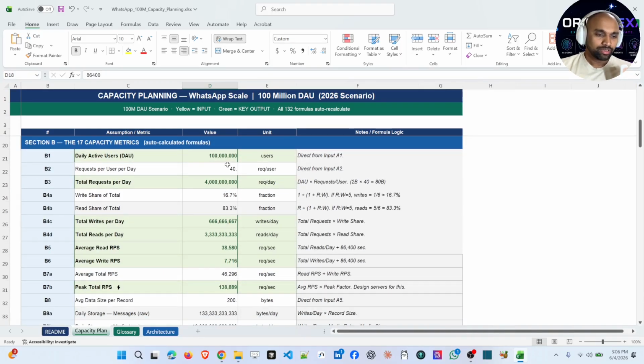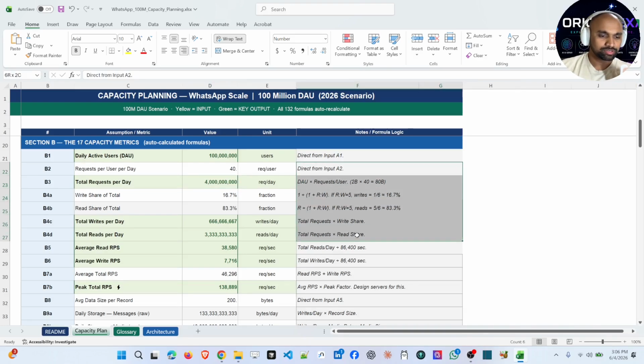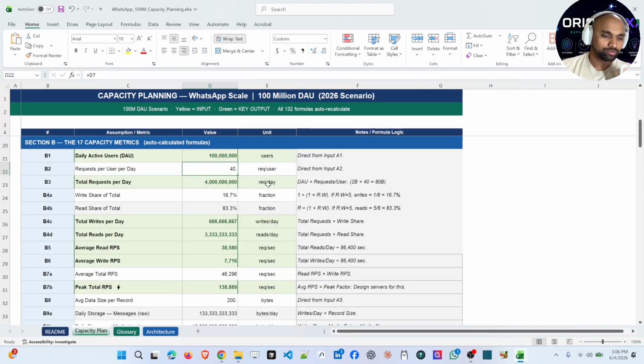Daily average users, as we already saw, is 100 million, with 40 requests per user per day. So the total requests per day will be around 4 billion. The 80 billion figure is not the actual value, we are not considering this one. This is the calculated value, around 4 billion requests per day.